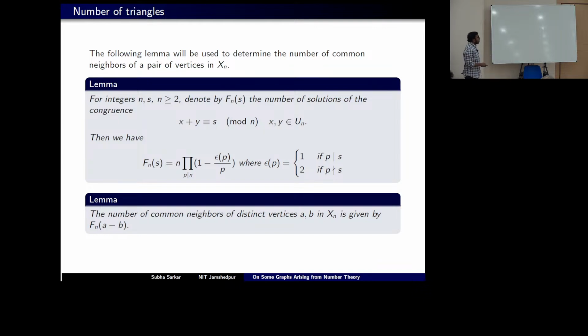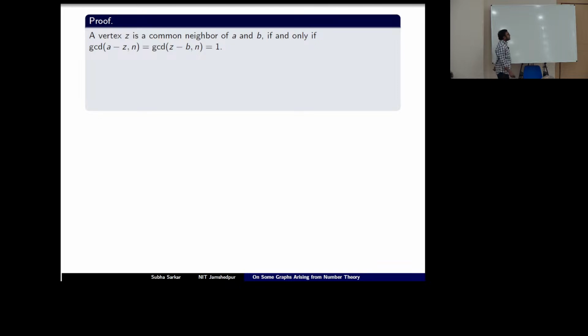By a common neighbor I mean z is a common neighbor of a and b, that means between z and a there is an edge and between z and b there is an edge. So suppose z is a common neighbor, so between z and a there is an edge, so a minus z will be coprime with n. Similarly between z and b there is an edge, so GCD of z minus b comma n is also equal to 1.